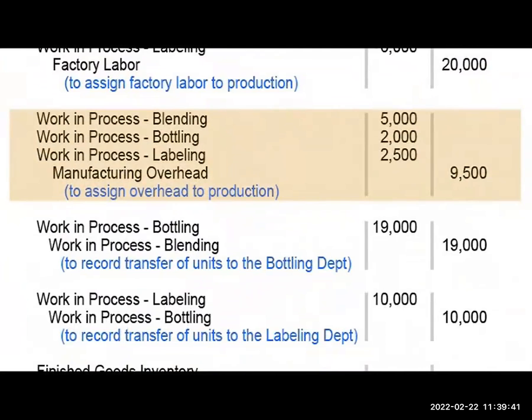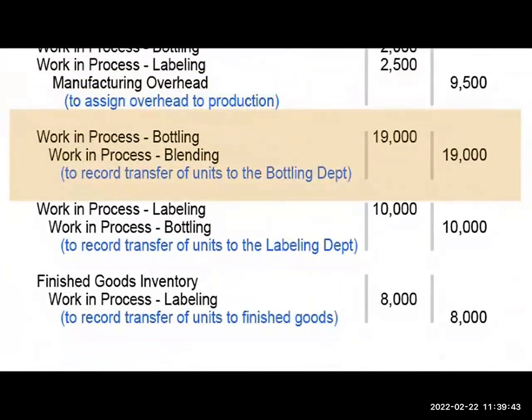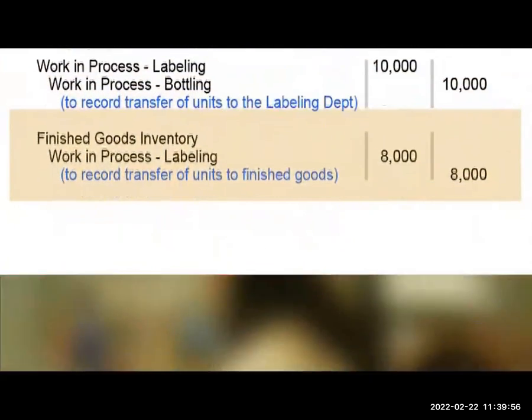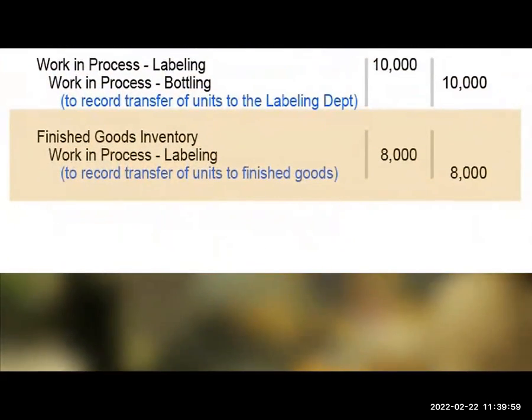The company transfers units completed at a cost of $19,000 in the blending department to the bottling department. The bottling department transfers units completed at a cost of $10,000 to the labeling department. And the labeling department transfers units completed at a cost of $8,000 to finished goods.